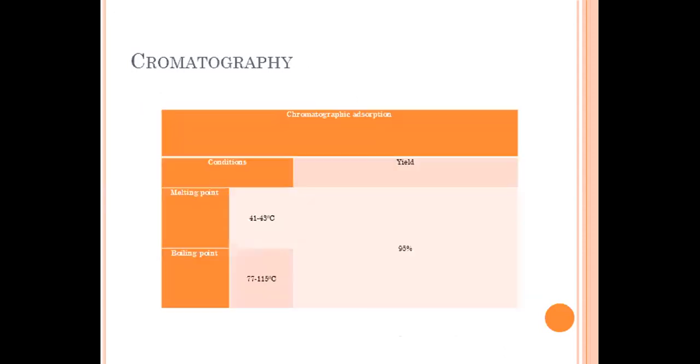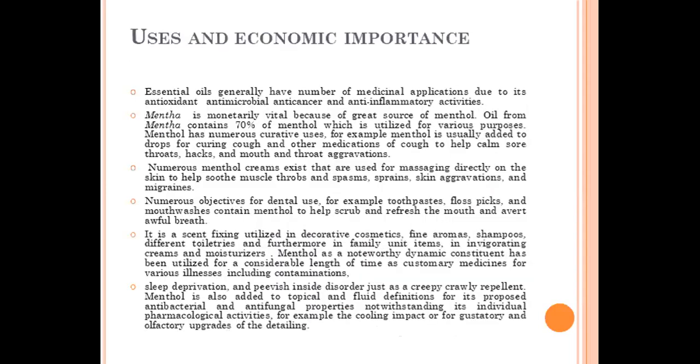The chromatographic analysis, the yield, and the boiling point, melting point conditions, which you have to maintain, depending on the extract you get, you get 95.5%. By this method you can isolate menthol.